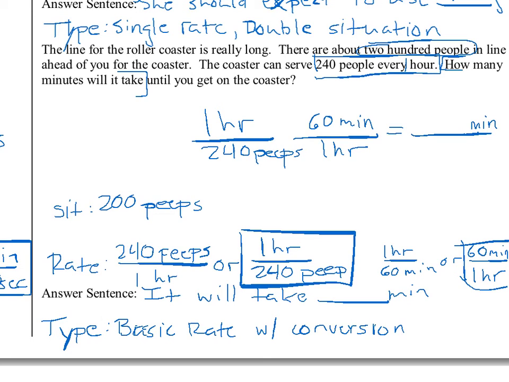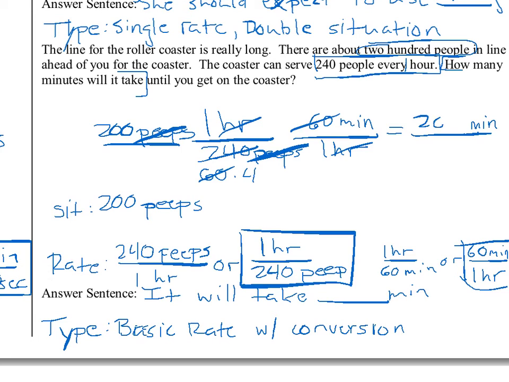Not to be confused with the awkward marshmallow candy from Easter celebration. You need to throw those away. All right, peeps cancel out with peeps. Hours cancel out with hours. I can do some simplification here. This is 40 or 60 times 4. That would be even better. And that's going to give me 200 divided by 4, which is going to be 50 minutes. It's a long way to wait in line.